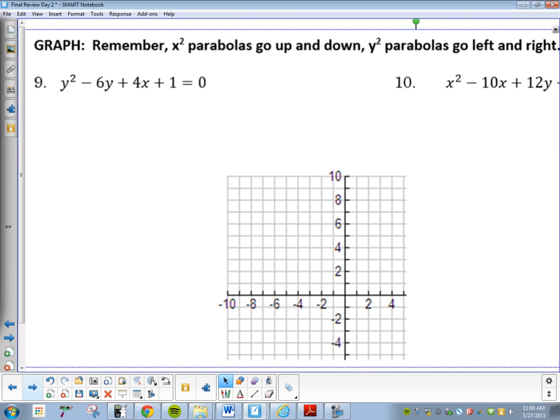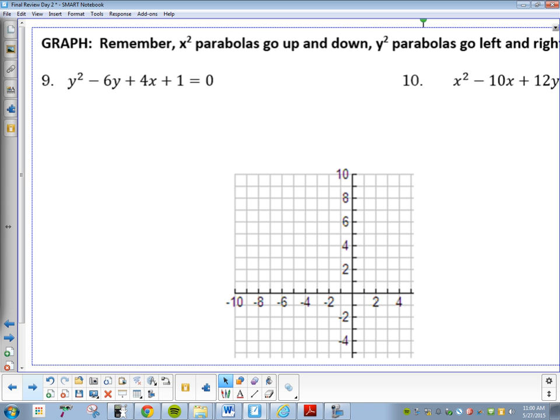Okay, so we're skipping 6 and 8, or 7 and 8. We'll come back to them later. Let's go to problems. Problem number 9. For problem number 9, we need to graph this.